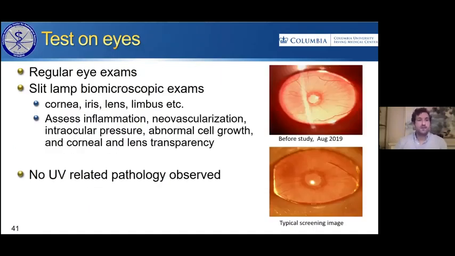We've also been doing tests on mouse eyes. We give a mouse the same kind of eye exam that you might get if you go to the eye doctor. We'll look at the mouse eye through a microscope, and we'll examine the different anatomical pieces of the eye, from the cornea to the iris to the lens, et cetera. And we'll look for evidence of damage. And we haven't seen any UV-related pathology, so no UV damage.